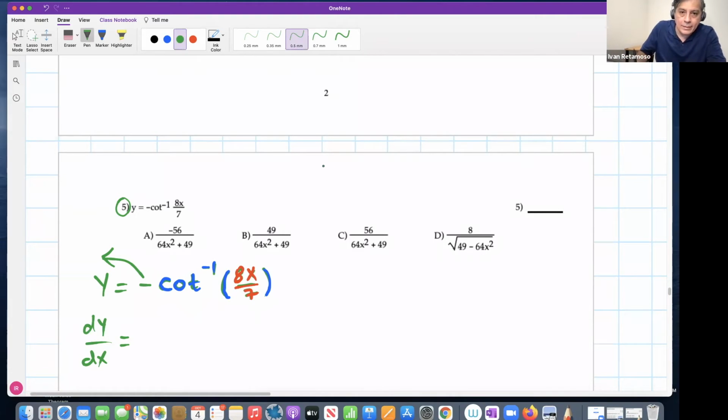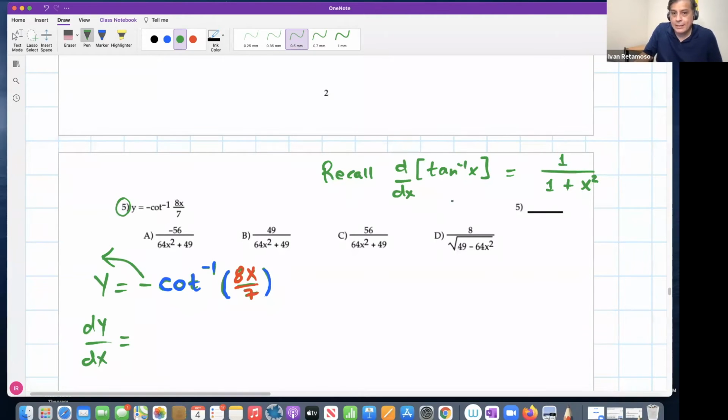And maybe I should write here, recall, in case you forgot: the derivative of tangent inverse of x with respect to x is just 1 over 1 plus x squared. This is for you to get the derivative of that outside function, but I think we need cotangent. So let me write here cotangent. The derivative of cotangent inverse is minus 1 over 1 plus x squared. This is what we need here. And then use your algebra.